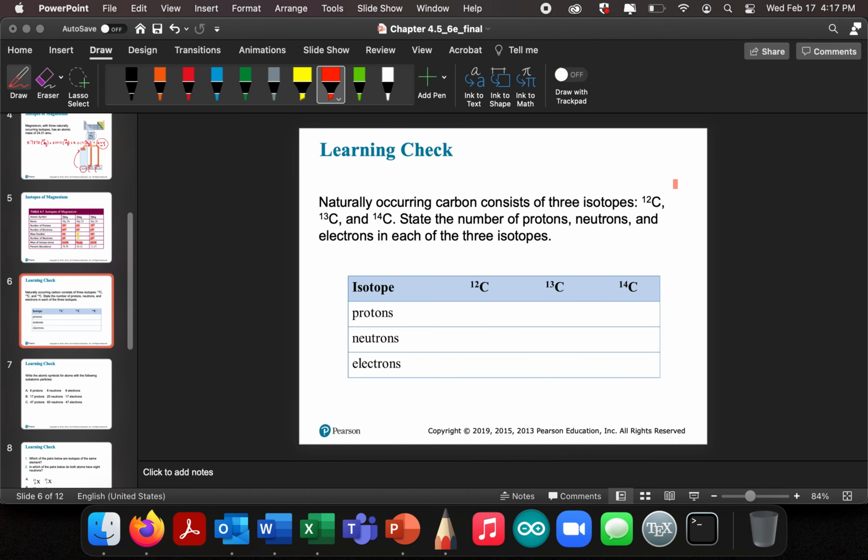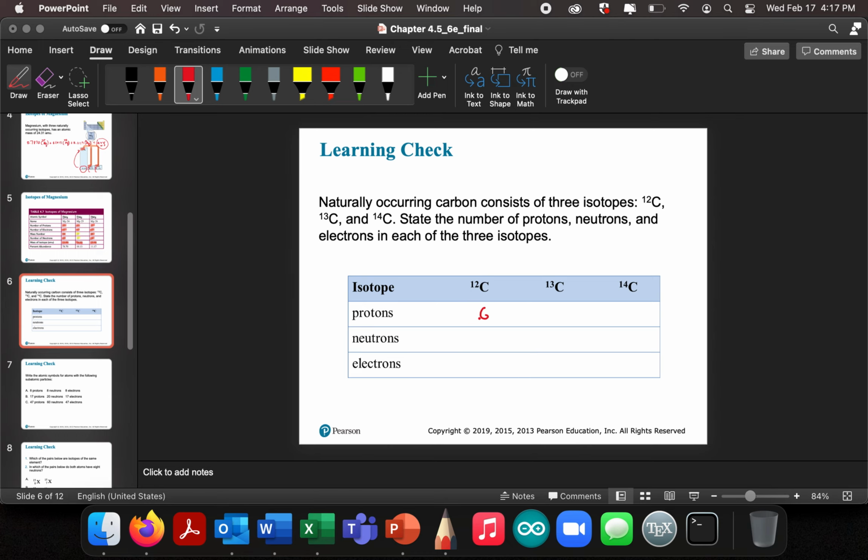All right, so naturally occurring carbon consists of 3 isotopes, carbon 12, carbon 13, and carbon 14. So let's fill this out. You pause the video and fill this out and then come back. Okay, let me suppose you paused it, and let me fill it out with you.